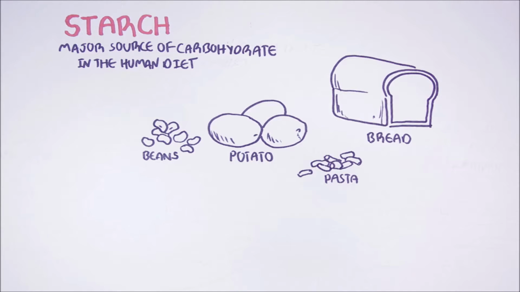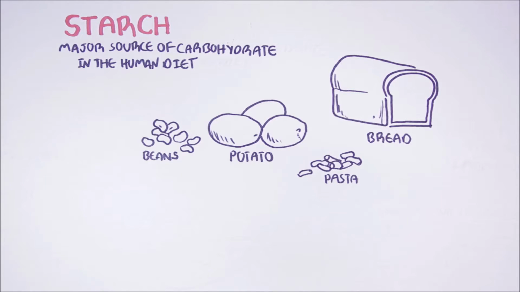Starch is stored in plants and seeds and is used as an energy source. In this video, we will look at where and how starch is stored. Then we will learn about the structure of starch and how it is digested in the human body. Finally, we will focus on resistant starch.